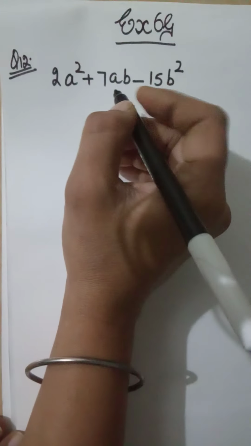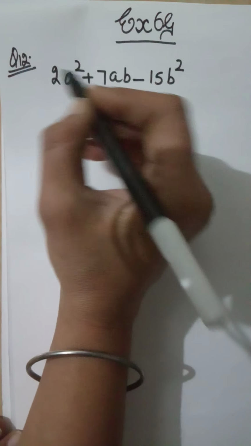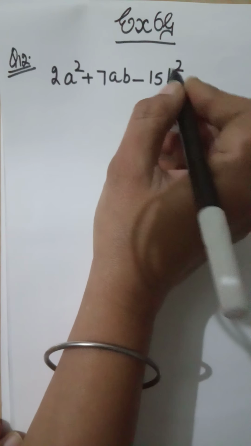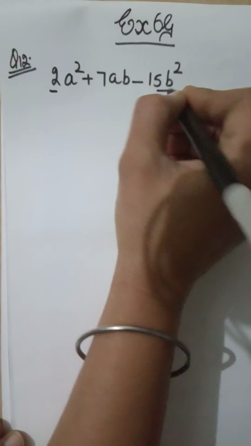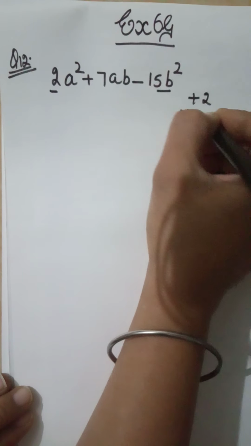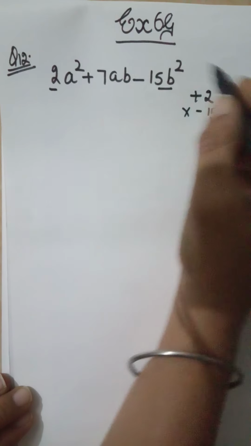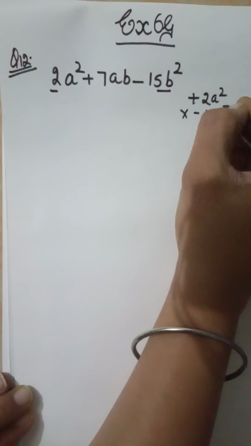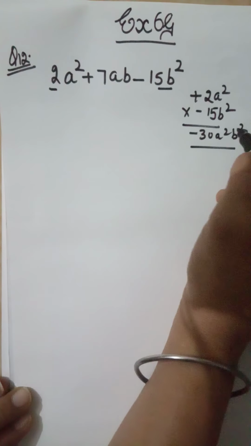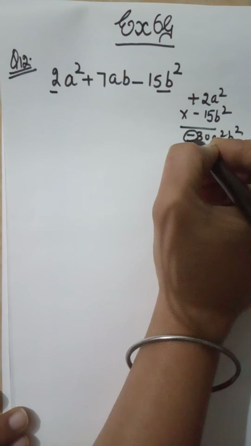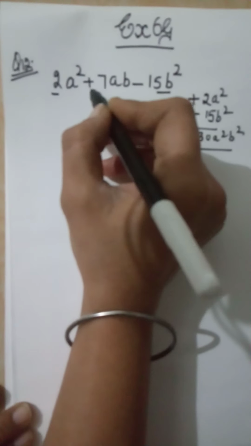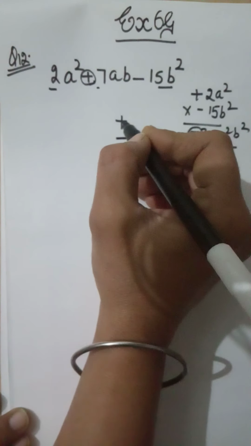Now question number 12. We start with exercise 6G. This is question number 12 of 6G. Now 2a square plus 7ab minus 15b square. Now multiply the first and last term, plus 2 multiply minus 15. Here is a square and here is b square. So we get minus 30 a square b square. Now minus 30, product is negative. It means we will take one positive sign and one negative sign. Clear? Middle term is plus. So we will give this plus sign to the big term.